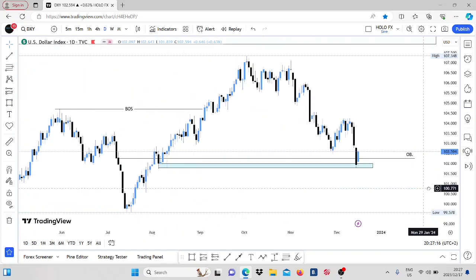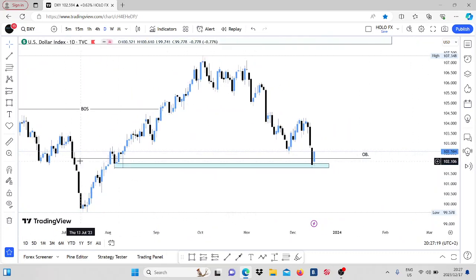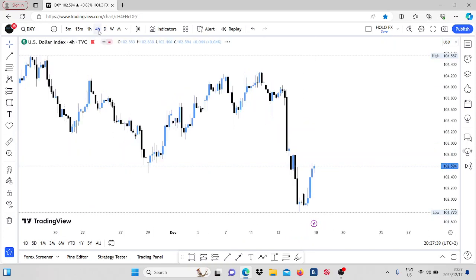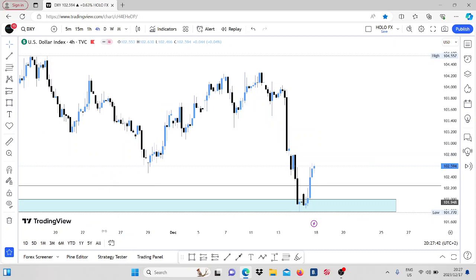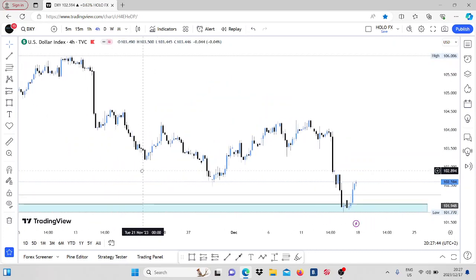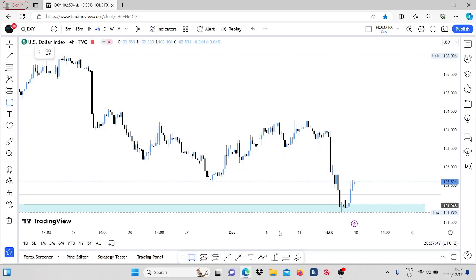So as we were, weekly order block, daily order block, price pierced below it, then it found proper buying power on the daily order block, right. We go now to a lower time frame, which is a 4 hour. So on a 4 hour, what can we see?